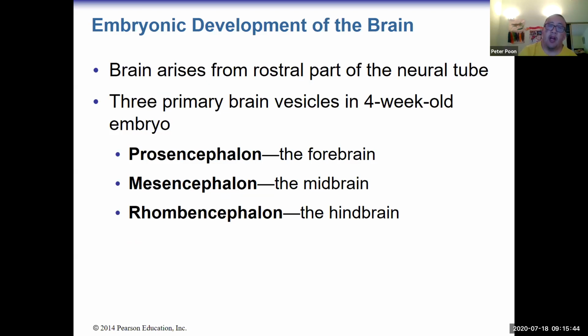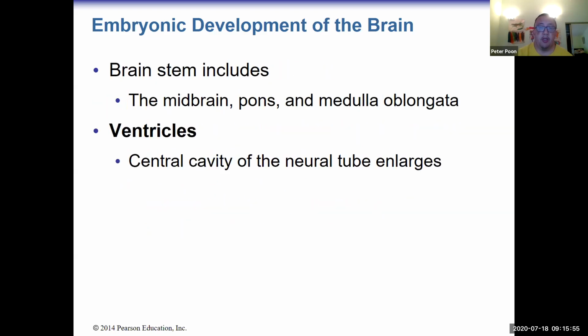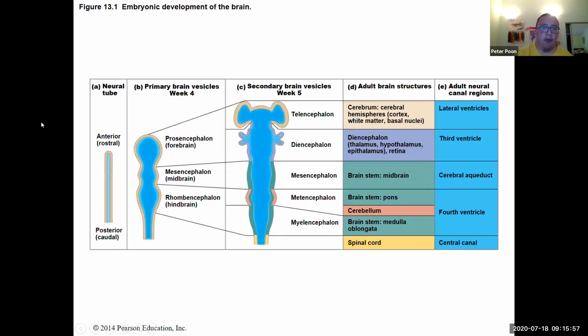So the brain arises from the front part of what's called the neural tube. We'll cover this a little bit when we go into embryology, but basically you start off with a tube. For the first 3 weeks, your nervous system is this basic hollow tube, and that's called the dorsal nerve cord.